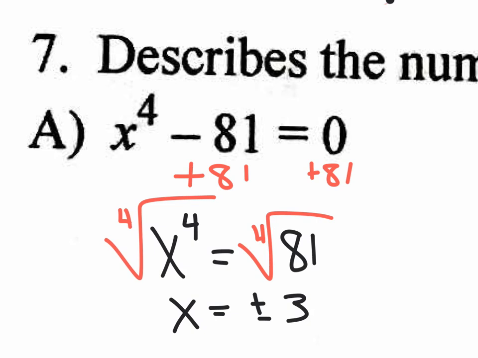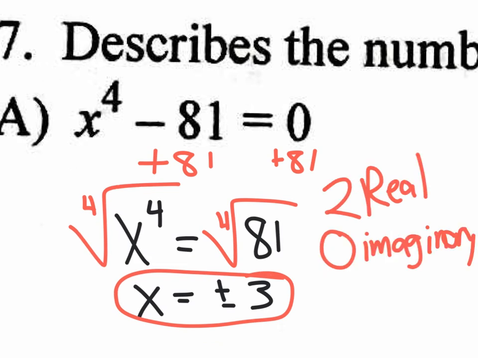So, what is our solution? How many solutions do we have, and what kind of solutions are they? I mean, they're not even going to write that answer down. They just want how many real, how many imaginary. So you would say what? 2 real, 0 imaginary. You get it?